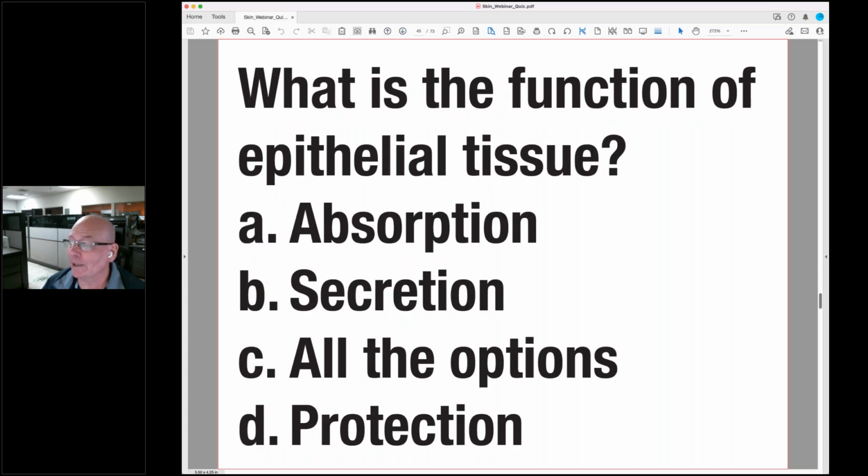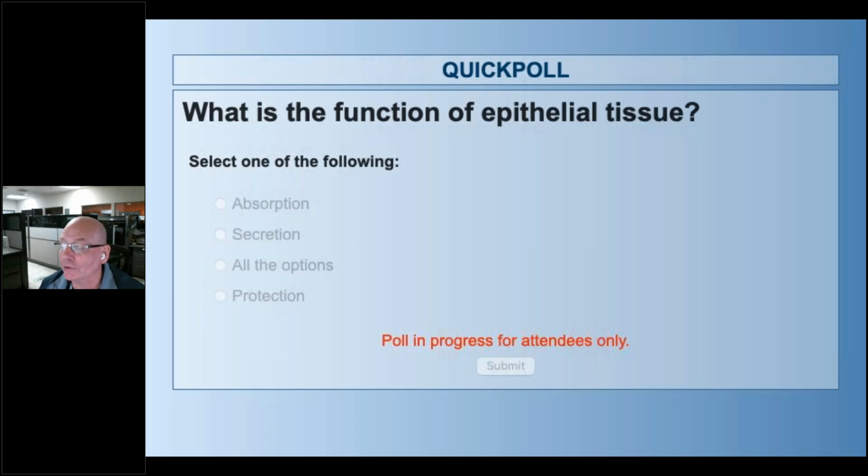What is the function of epithelial tissue? Is it absorption, secretion, all of the options, or protection? This is a good example of reading all of the answers before you answer the one you want. You should do that anyway.